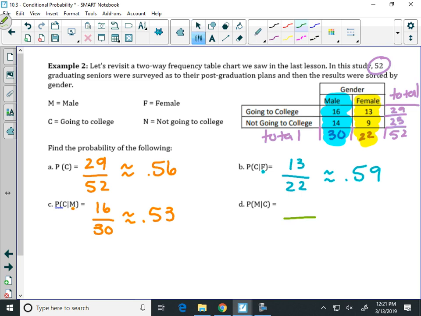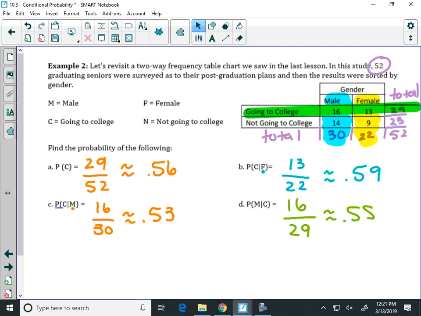So that means we are only looking at going to college. That's it. So now it's going to go on the bottom of our fraction: 29. Of those 29, how many are male? 16. So the top number stays the same, but because we have a different overall population, the bottom changes. What is 16 divided by 29 as a decimal? 0.55. So 55% of the people going to college are male.